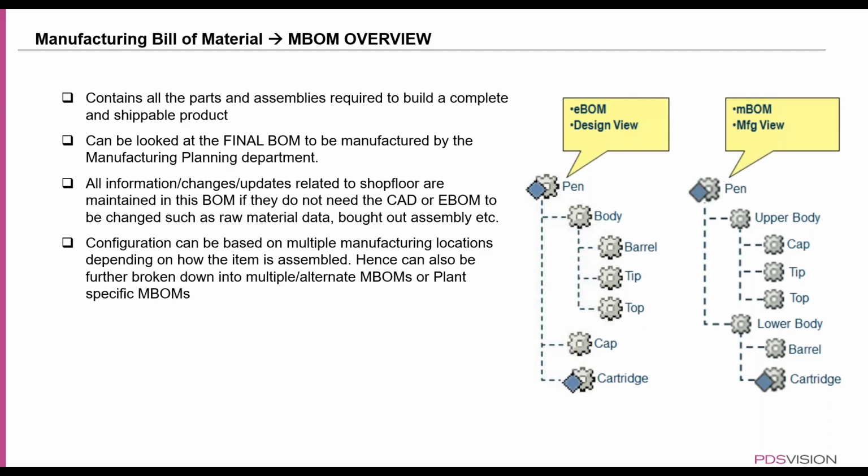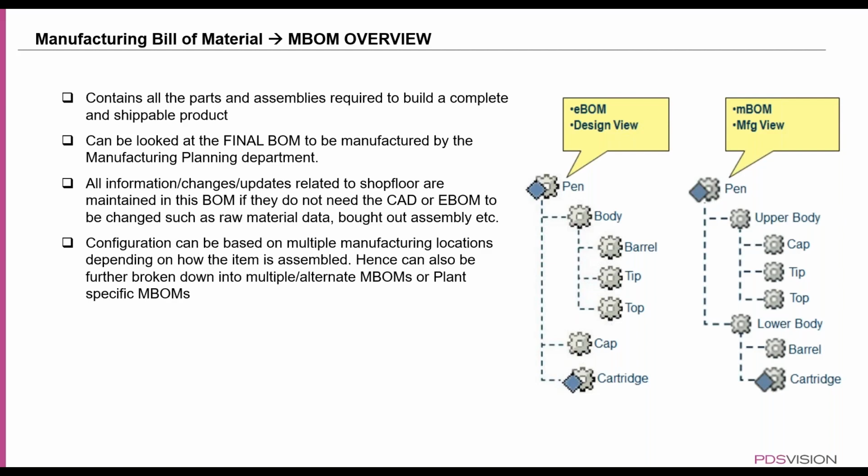That is the EBOM done. But if you look at the second image, this is now the MBOM, where I'm looking at how this pen gets put together. I'll create the two sub-assemblies, the upper body of the pen and the lower body of it. In the lower body, I'll put in the barrel and the cartridge first, and then in the upper body, I'll put in a cap, tip, and top. So I now have two sub-assemblies. Then I put these two sub-assemblies together, and I get the final product. That is basically the importance of the MBOM here.